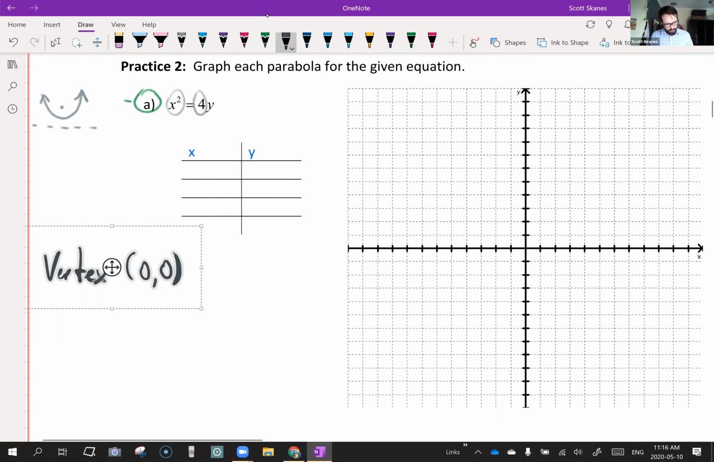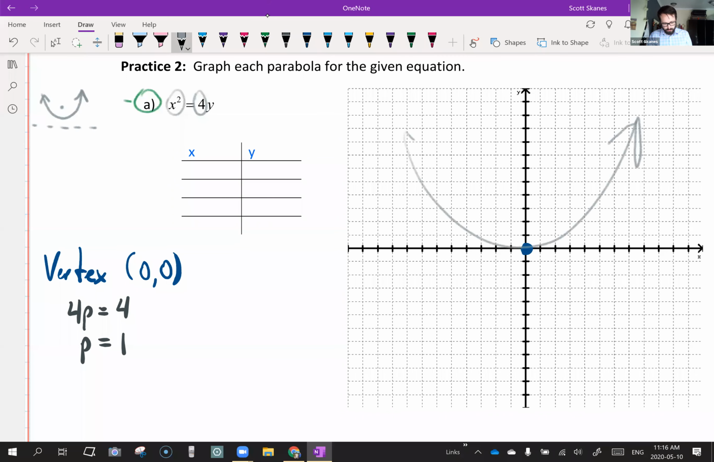Yeah, Abdul, you got that? Excellent. So I'll just write that on the graph right away. I can write down what the 4p is. I know 4p here is 4, so divide it out. This means p is 1. So I can even write the focus and directrix already. I know that it's going to open upward. Actually, I'll do the focus and directrix after. Let me get a few more points. But I know it's going to look something like this, yeah? Something like that.